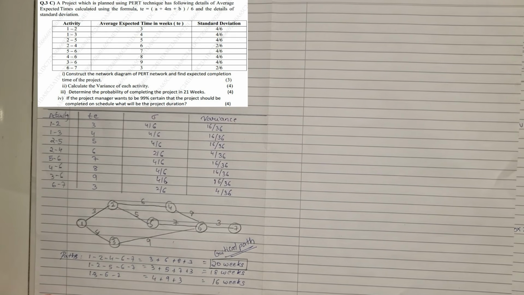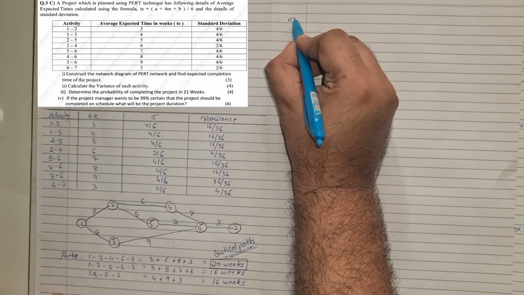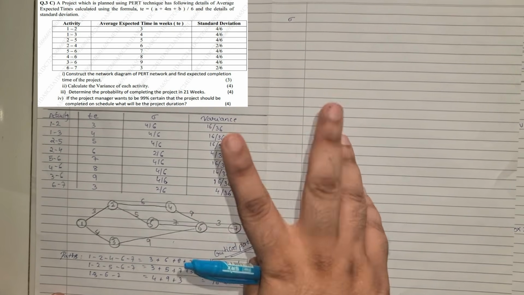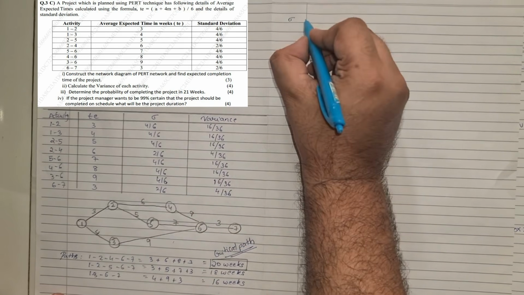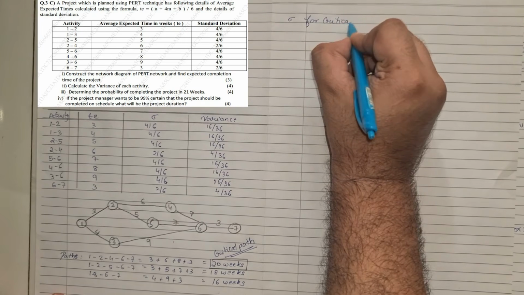the first thing we have to find is the standard deviation of the critical path. That is very important. Before solving the probability, the very first thing you need is the value of the standard deviation. Now your standard deviations are directly given. Otherwise we would have to add the variances and take the root. So I'll write here standard deviation for the critical path.